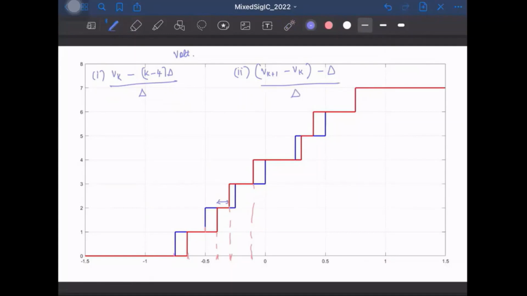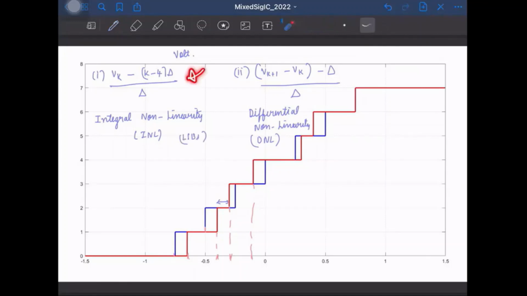And this quantity is called the integral nonlinearity, often abbreviated as INL. And this one is called the differential nonlinearity, or DNL. Both these quantities are usually represented in terms of LSBs. Technically, both these quantities are dimensionless, right? But in practice, we will say that this INL and DNL is so many LSBs.